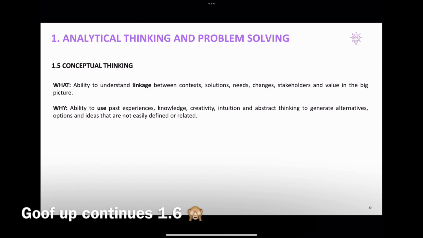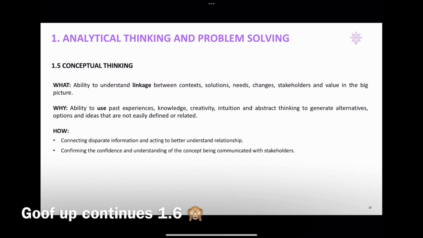So think of it, how do you look at the big picture? Where do your modules fit in? With conceptual thinking, you will be able to abstract and imagine and look at the bigger picture. How do you do this? If you have systems which need connection because information is lying in silos, you go about building relationships for them. You look at how well your stakeholders have understood the concept. Do they feel confident about it? And confirm it with the stakeholders as well.